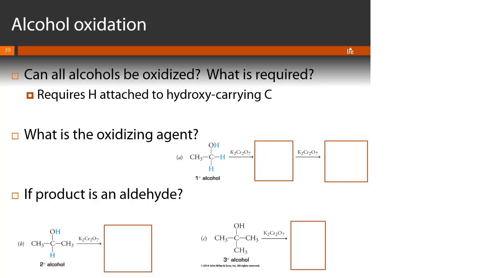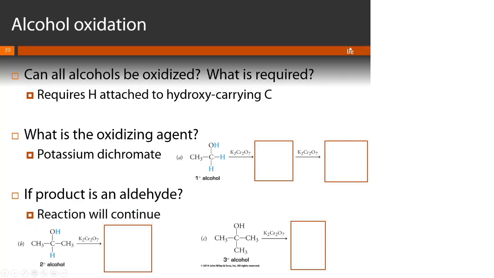Okay, so what reaction conditions do we need for an alcohol oxidation reaction? Well, we need an oxidizing agent, and in this class, we're going to use potassium dichromate, K2Cr2O7. And so like I said earlier, our initial product is going to be either an aldehyde or a ketone. If it's a ketone, the oxidation reaction is done. But if it's an aldehyde, that aldehyde is immediately going to be oxidized further into a carboxylic acid. So let's work through these three examples on this slide together, and then I'll have you try 3 examples on the next slide by yourself.